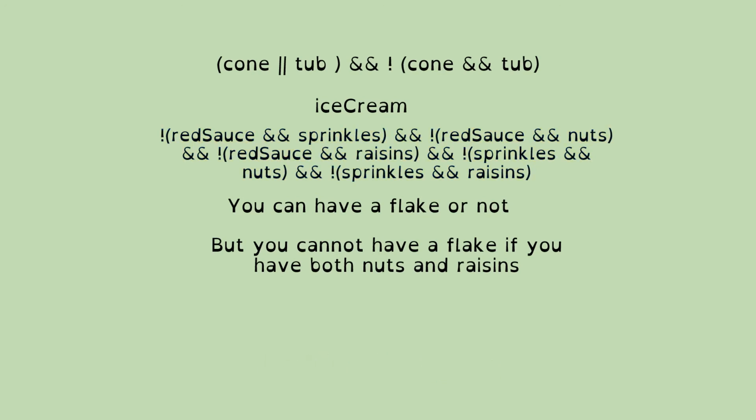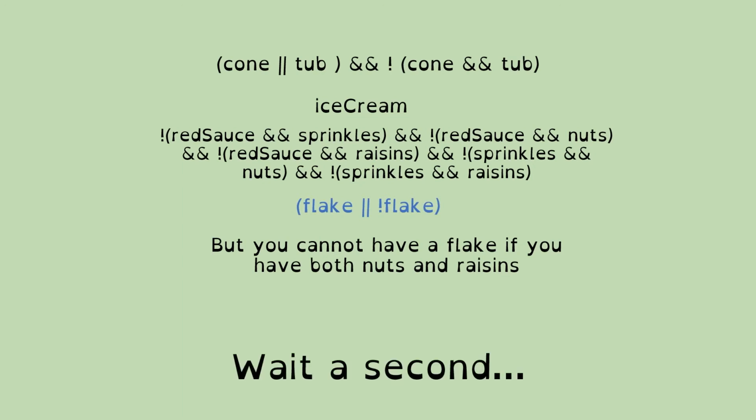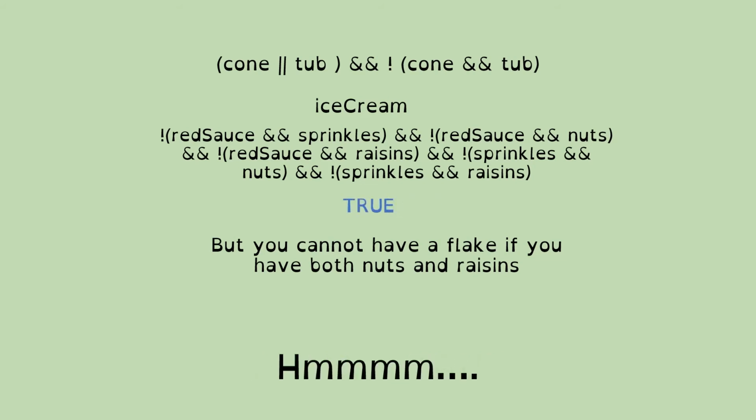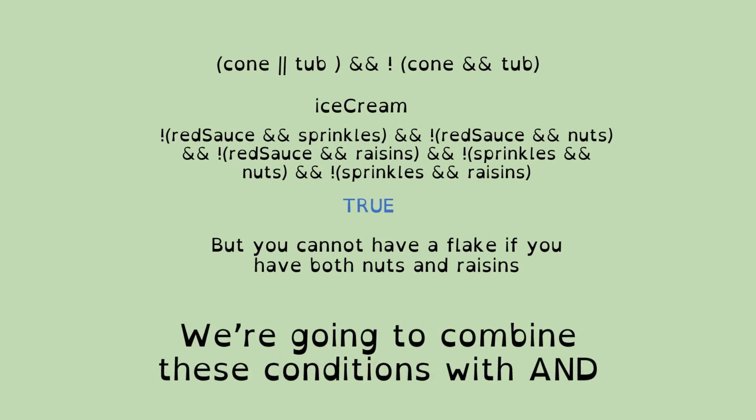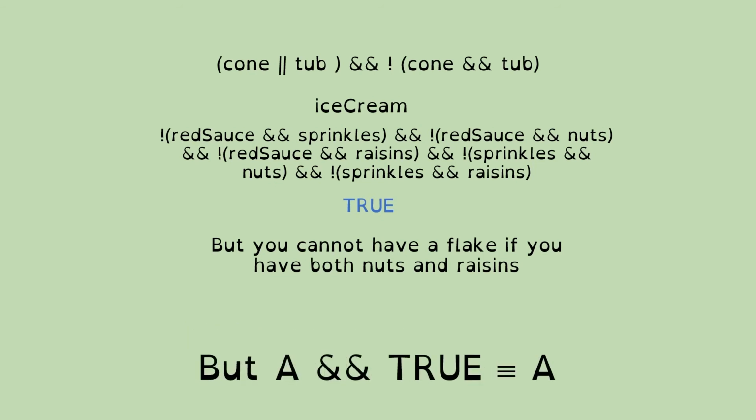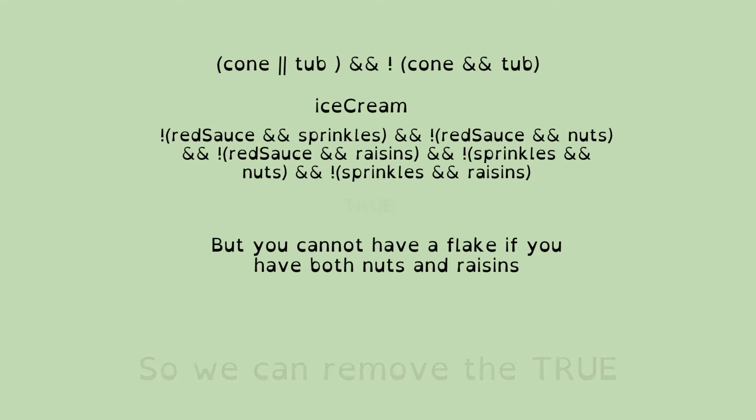Okay, next one. You can have a flake or not a flake. Now this looks a little bit like one of our single variable rules in our Boolean algebra rules. It looks like A or not A is equivalent to true, and in fact flake or not flake is equivalent to true. However, as I've said before, we're going to combine these conditions with ANDs. It's going to be a series of AND conditions. And another of our rules is anything and true is equivalent to that anything. So think about this carefully if you need to, but we can take out the true because it's not having any effect. There we go.